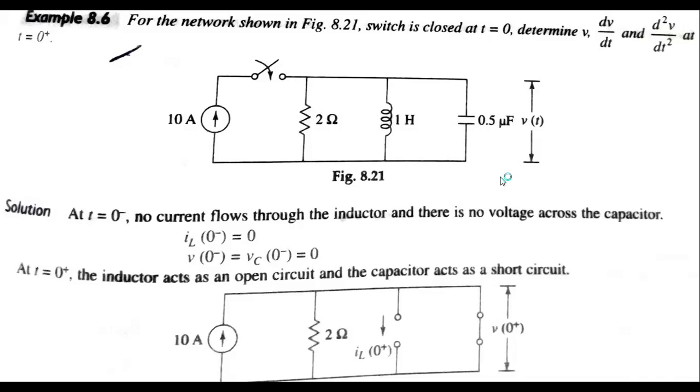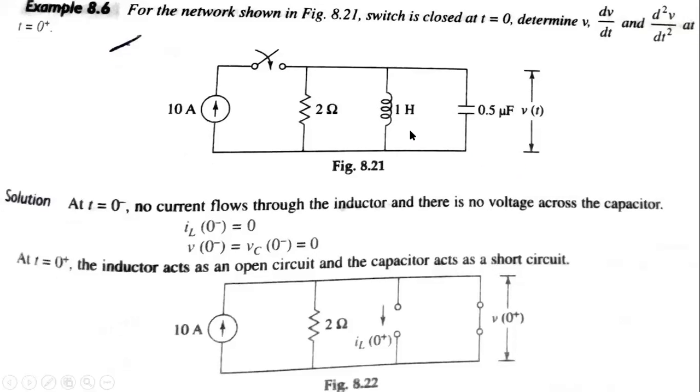So now here an RLC circuit is there. R, L and C are connected in parallel, and v(t) is across that, with 2 ohm, 0.5 microfarad, and a 10 ampere source. So at t = 0-, no current will be through the inductor, so there is no voltage drop across the capacitor. The current flowing through the inductor will be 0, and the voltage drop across the capacitor will also be 0, just because of the initial condition, that is t = 0-.